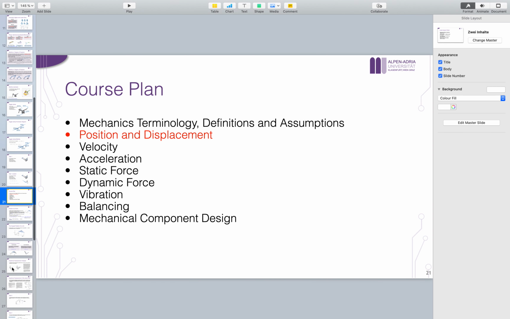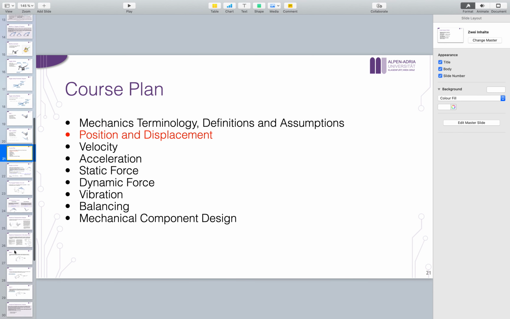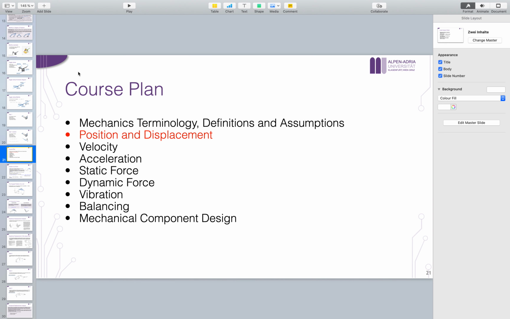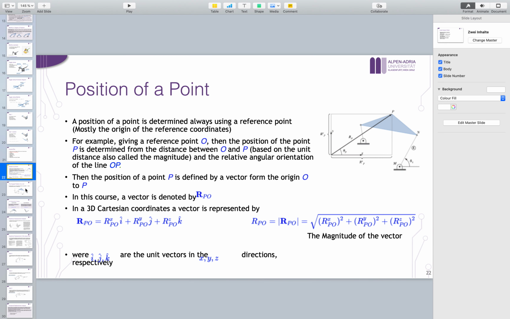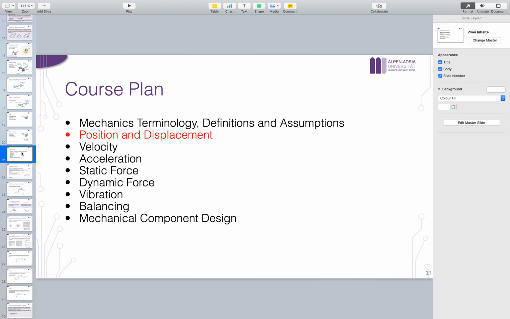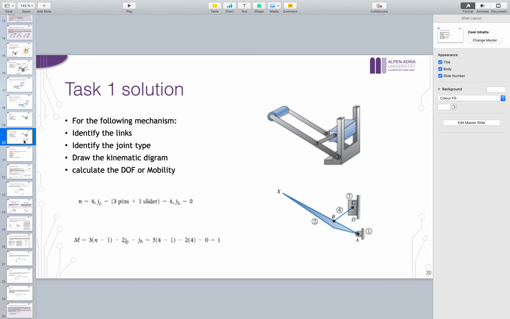So this is the first part of our course. I will pause here as the first video, and in the next I will talk about position analysis, because it's another topic that is important for the rest. So until now we covered mobility, terminologies, and definitions of mechanics, mechanisms, and kinematics. Next we'll talk about position analysis.